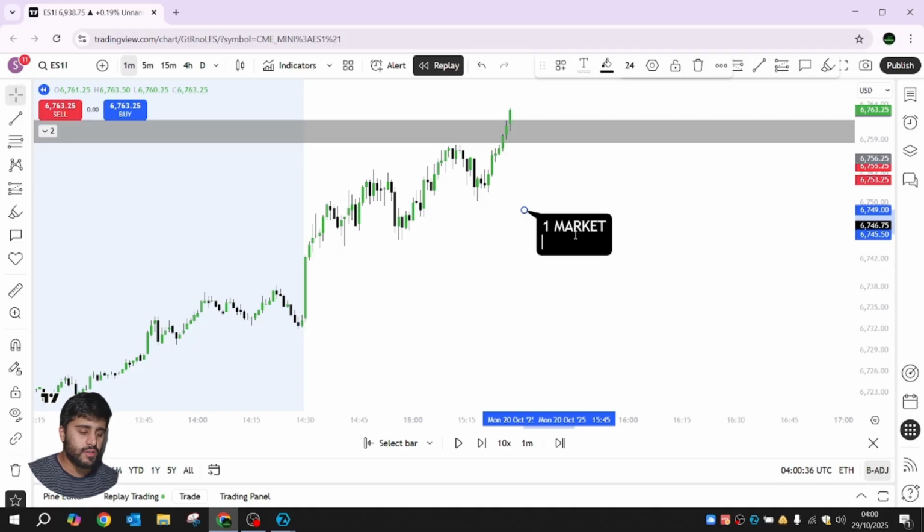You need to know market structure. You need to know your dealing range, right? You need to know where the most recent high and low is. Once you've established that, you need to ask yourself, are you in premium or are you in discount? Your PD arrays, right? And last but not least, key levels are defined from fair value gaps.